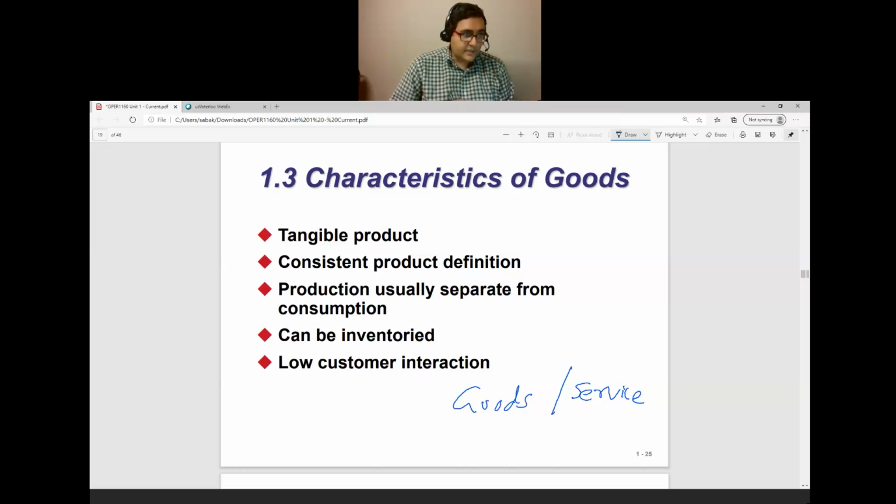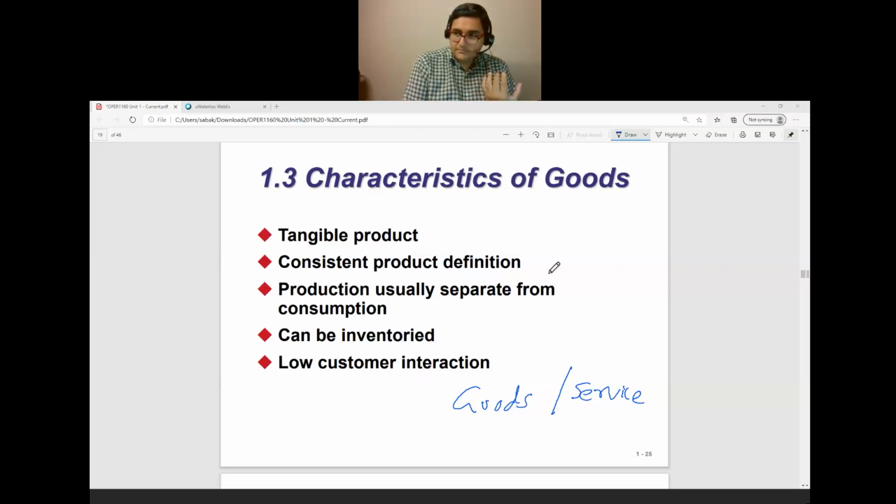Today, if you look at, say, a car manufacturing company, it has a tangible product. We can purchase a car from the company. The second thing is, there is a consistent product definition. When you go to purchase a car from a dealer, you know what you are expecting. So there is a consistency in the definition. And production is usually separate from consumption.